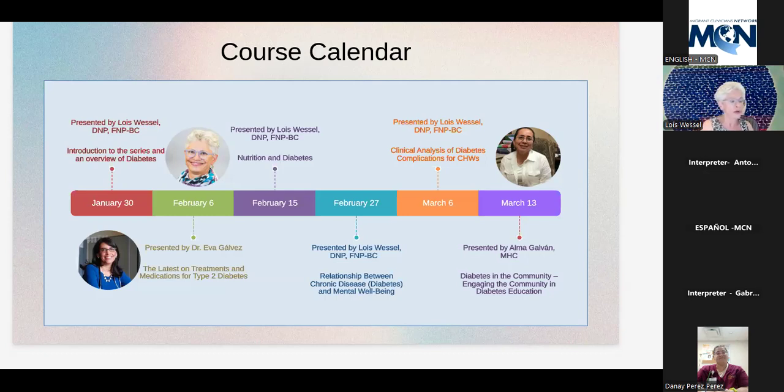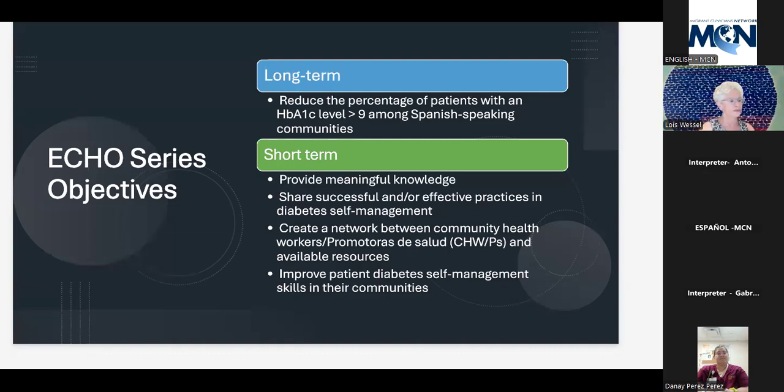And then we spend a class talking about all of the complications of diabetes, which is pretty interesting because you learn how diabetes is a disease of too much sugar in your blood, and how your blood goes everywhere in your body, and so how different parts of the body are affected, from oral health to your feet. And then lastly, we pull it together with Alma Galvan, who is a staff member at MCN, who really reinforces the value and the role of the CHW in the work that we do.